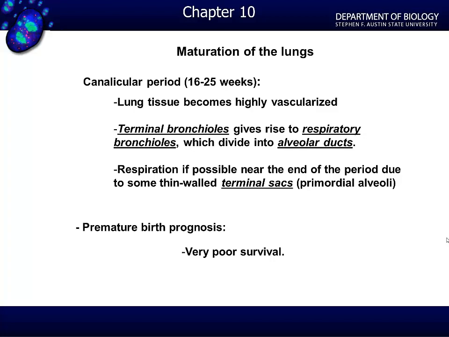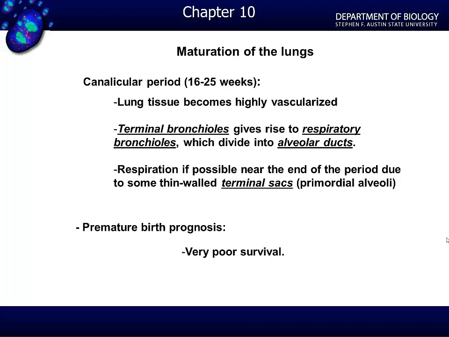Now, as you notice, there's a little bit of overlap. So that one was 5 to 17. Here's 16 to 25, and these are just numbers we're throwing out. There's going to be a range depending upon the different developing fetus. So the canalicular period, this is where we're going to see a lot of our capillaries begin to form. So this highly vascularized nature of the capillaries. Also, the branching nature, we're going to reach that 17th level of branching, and we're going to begin to see these terminal bronchioles.